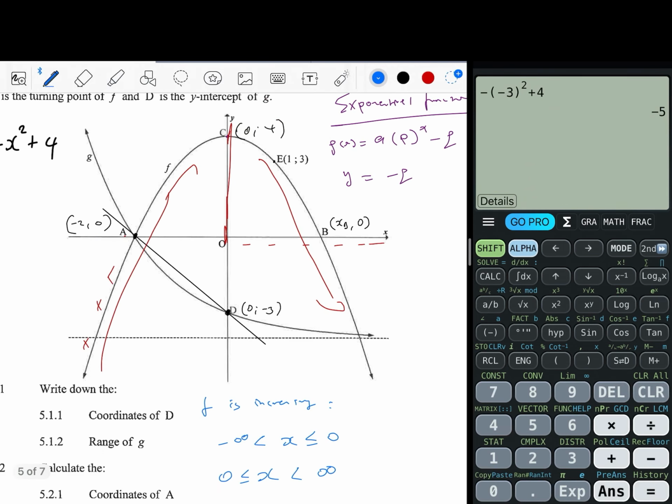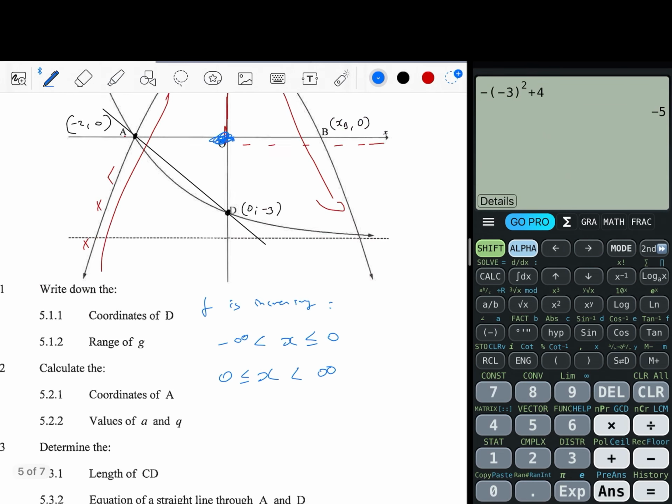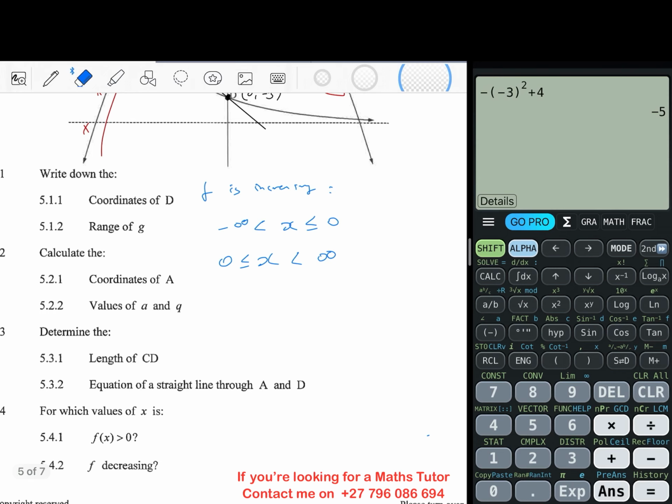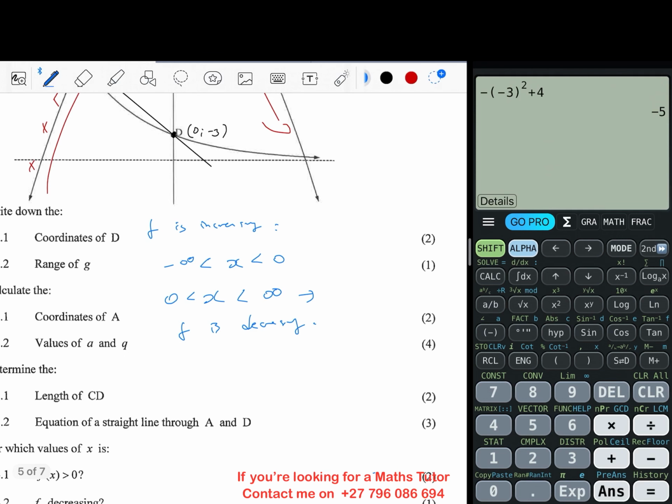Now, if you say greater than or equal to 0, that's not true, because when x is 0, it's not decreasing or even increasing. It's stationary at that point. At this point, F is stationary. It's not going up or down. So it's only decreasing when x is greater than 0, and it's only increasing when x is less than 0. So this is where F is decreasing. Boom, these are the values of x, and you get your 1 mark. That makes sense. This is 1 mark.